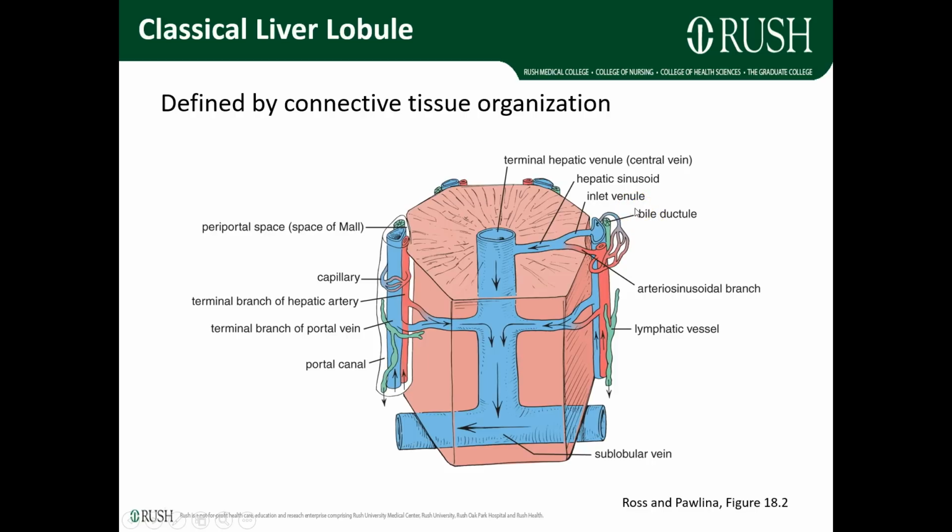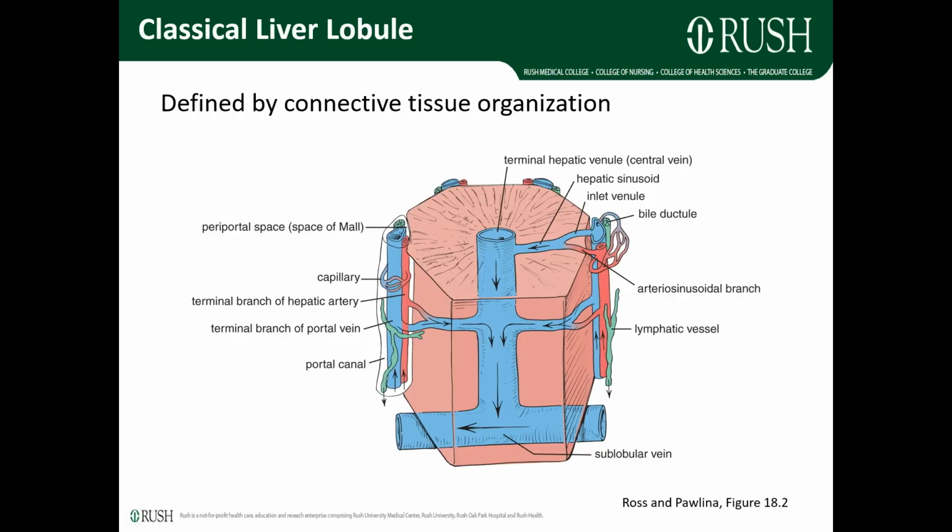While the hepatic artery delivers 25% of blood, the portal vein delivers 75%, as shown by the size of these two respectively here. However, the oxygen demand from the liver is equally shared by the artery and the vein.